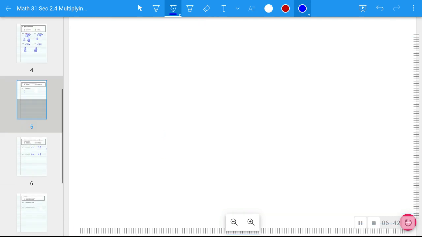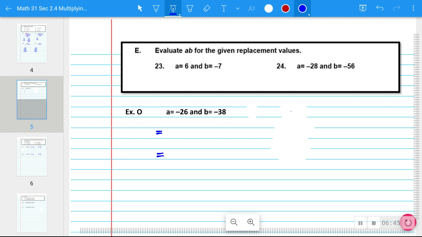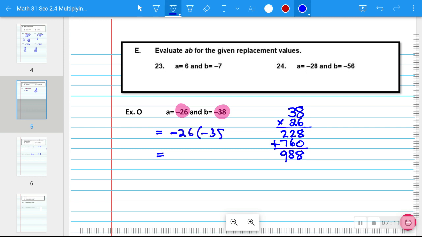Okay, moving right along. What we're supposed to do in this problem is find the value of AB. When you put two letters next to each other in an algebra class, AB means A times B, so we're supposed to be multiplying this value A times this value B. The signs are both the same, so we will get a positive answer. Let me write it all out here. Negative 26 times negative 38, and with matching signs, you're going to get 988.